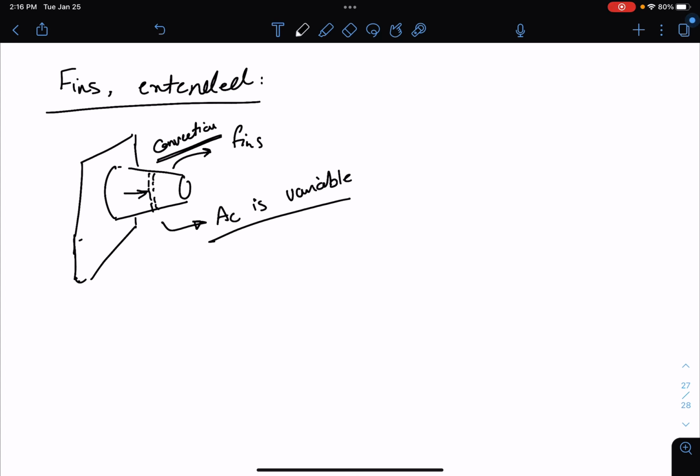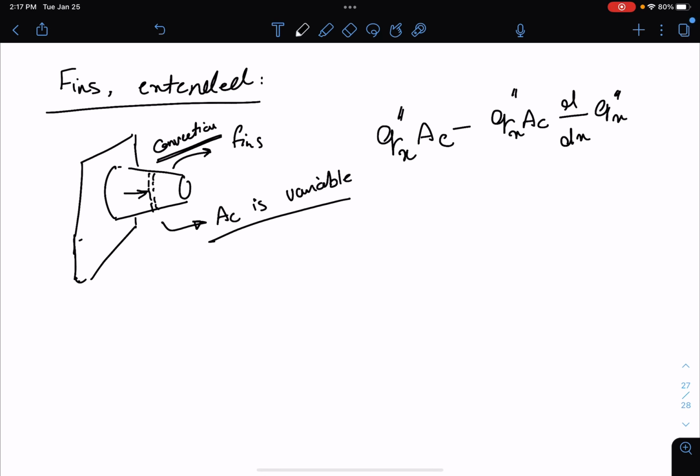What is the energy coming in? QA, right? That's true. Conduction is true, but I was looking for QA. So q double prime x multiplied by the cross-sectional area. What is the energy going out? It is going to be the same thing as before: q double prime x, Ac, plus d/dx of q double prime x Ac, multiplied by dx.